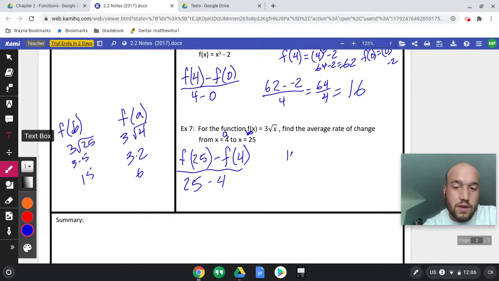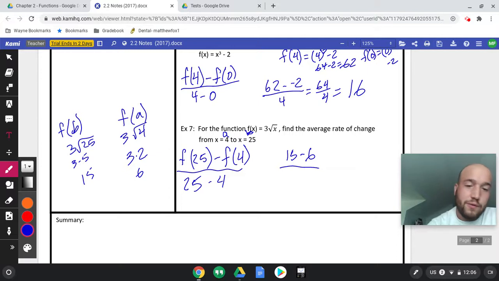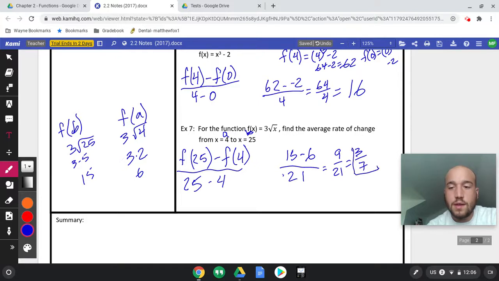Those go up top. So 15 minus 6. And on the bottom, 25 minus 4 is going to reduce to 21. And then 15 minus 6 leaves us with 9 over 21. We're almost done. Here we got to reduce what goes into both 9 and 21. And hopefully the answer you get is 3. 3 goes into 9 3 times, goes into 21 7 times. And that is our final answer.